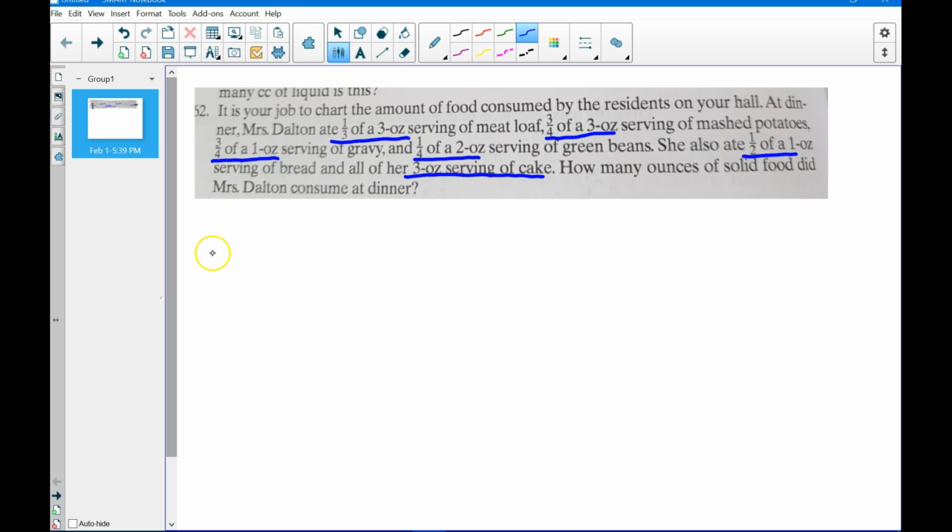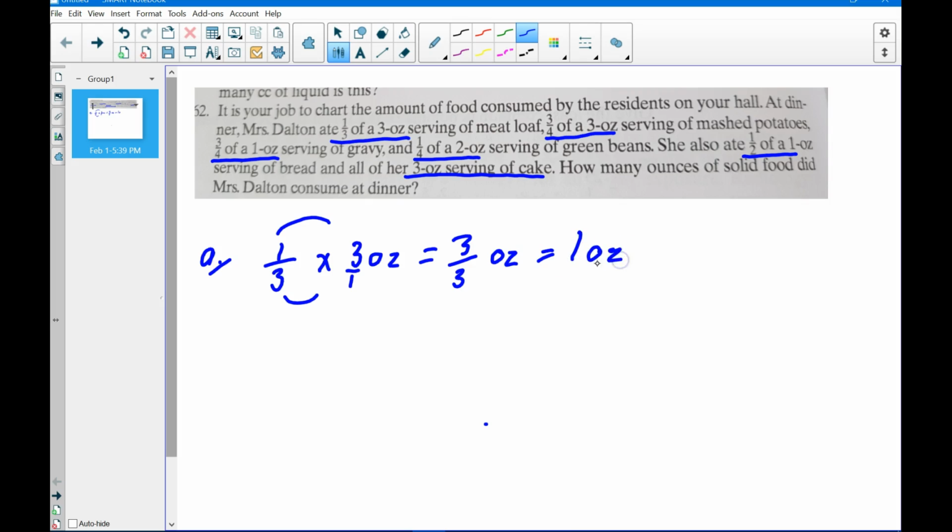A is going to be 1/3 of 3 ounces, 1/3 times 3. If you remember your math, when multiplying a fraction and a whole number, we can write 3 as 3/1, which gives us 3/3, because multiplying fractions means multiplying the top by the top and the bottom by the bottom. And 3/3, we can tell, is 1 ounce. Let's look at the next one.